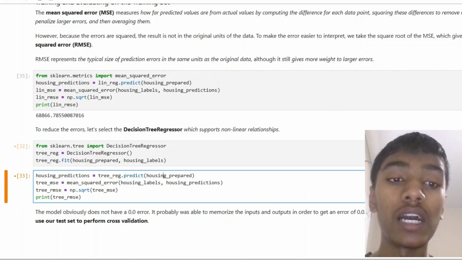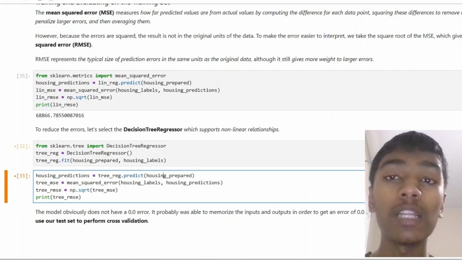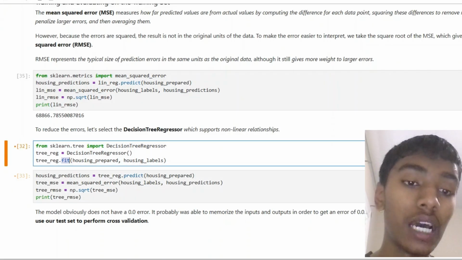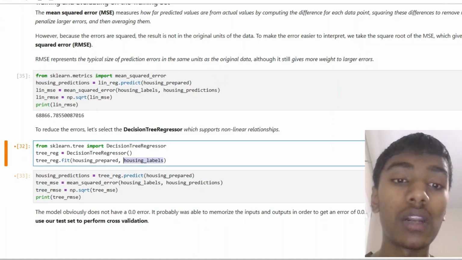Now, the reason why we're not calling fit_transform is because we're not really performing any operation. We just want to fit the data and see if the model can learn trends in the data.